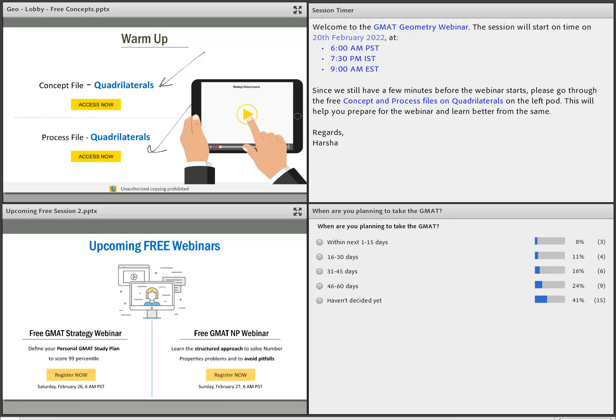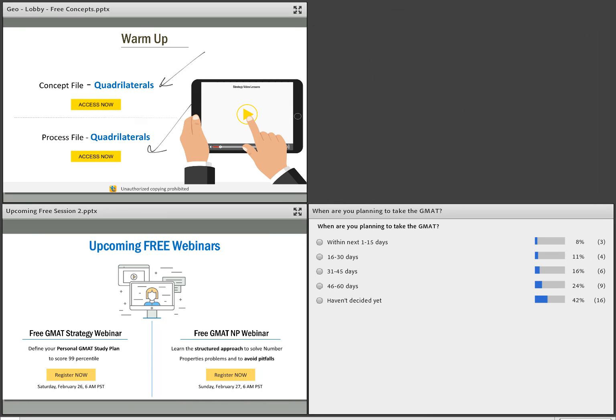So very happy to see around 40 of you here and more of you joining throughout, as the seconds progress. First things first, let's talk a little bit about today's session. Today's session is about geometry, but very specifically one aspect of geometry, that is quadrilaterals. So it's a very interesting session.